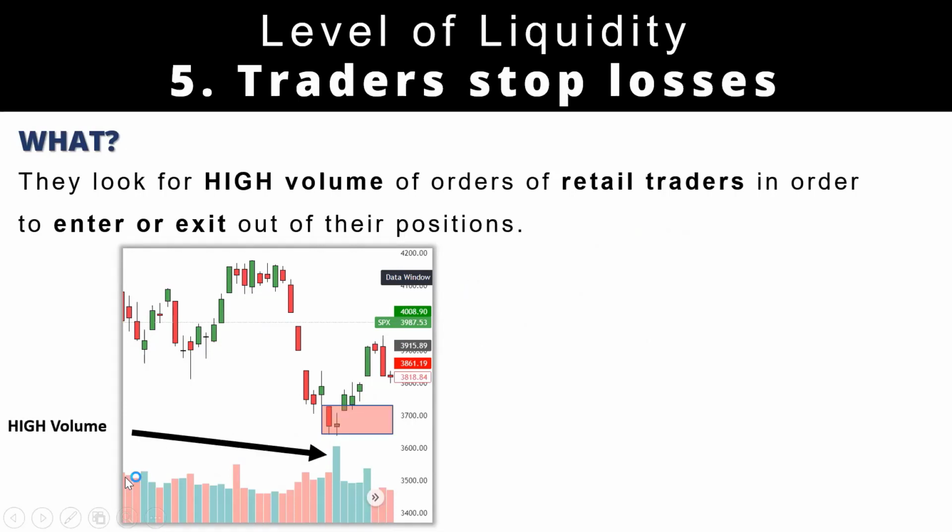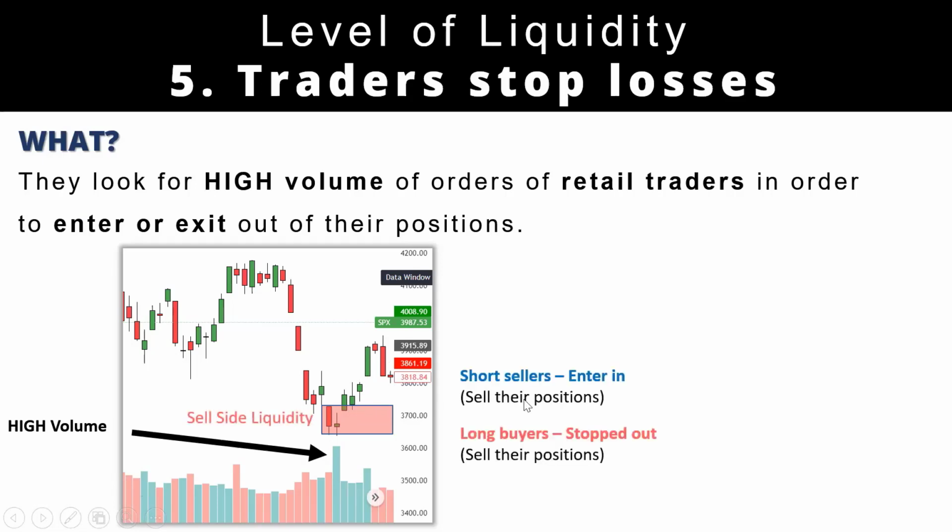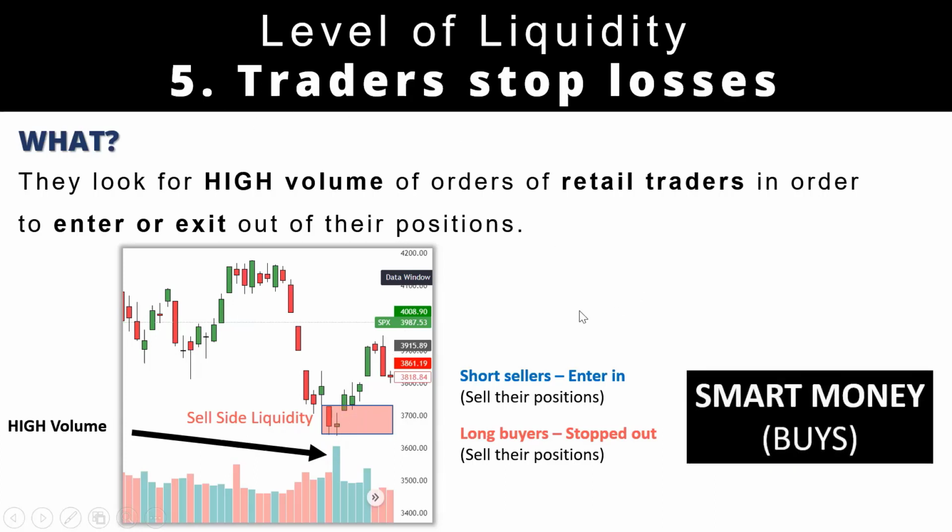When there is a median, so you can place a median indicator on volume, when there is a spike in volume, we can say that this is where smart money or big guys are coming in and they're sweeping liquidity. So in this case, they're sweeping liquidity on the sell side to buy into it, so the price will move up. Short sellers enter into their position, so they sell because they believe that the market's going to continue down, and long buyers get stopped out and they sell their positions because they need to get out of their positions. Smart money comes in, sweeps the sell side liquidity, and price moves up. So that's the fifth level of liquidity.